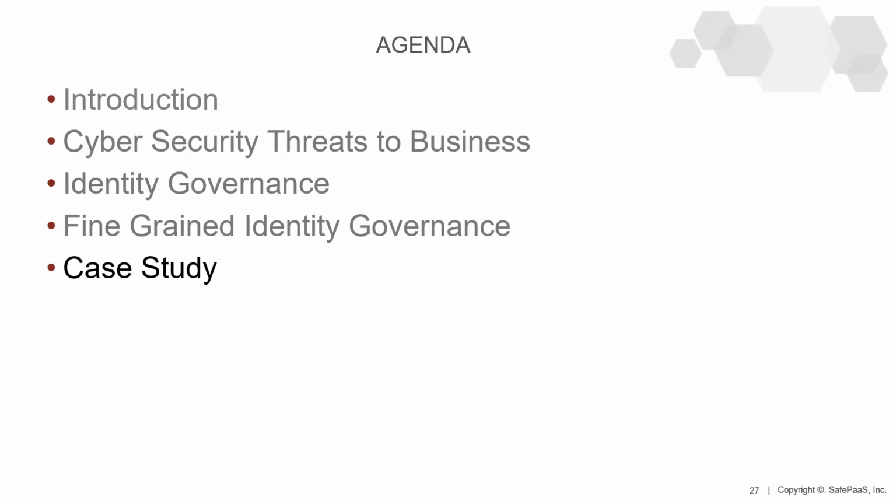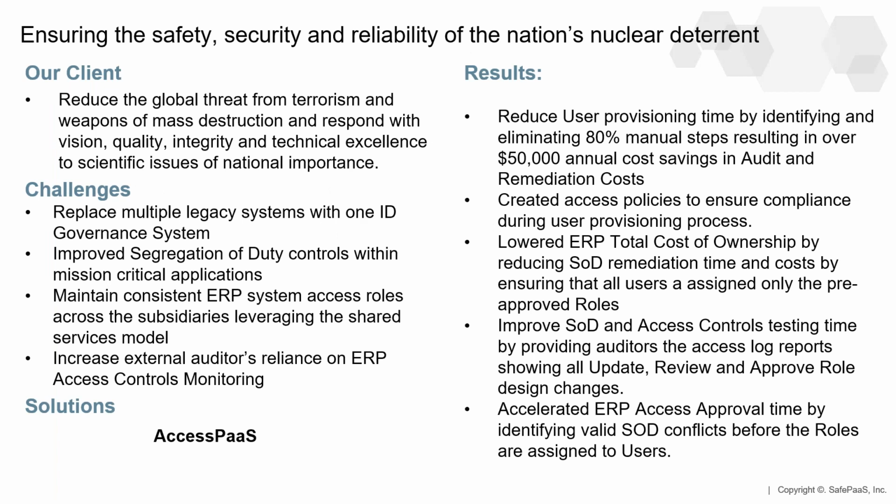So now let's talk about the last few minutes we have. Let's talk about that case study and see how our customers are using identity governance that SafePass has put together to get that fine-grained level of security, right? So one of our clients is a government agency. I picked this because their threshold for risk is very, very low as compared to any business, right?